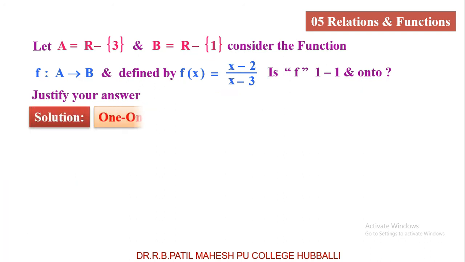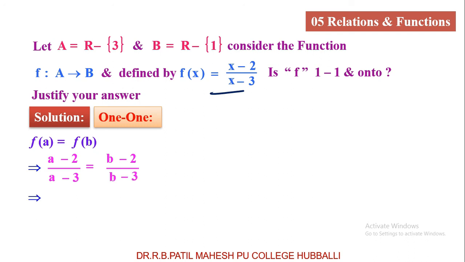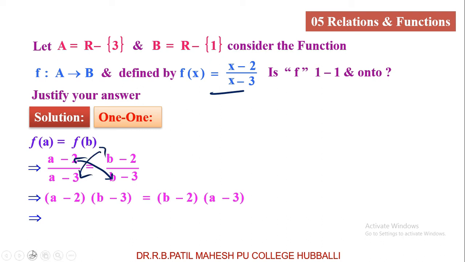Solution. Let us take the first one, the one-one function. f(a) = f(b). Substitute a and b in this function so that we get f(a) and f(b): (a minus 2) upon (a minus 3), and if you substitute b, (b minus 2) upon (b minus 3). Cross multiply: (a minus 2) into (b minus 3) equals (b minus 2) into (a minus 3). This is called cross multiplication, multiplying these two terms and these two terms. So you will get this.